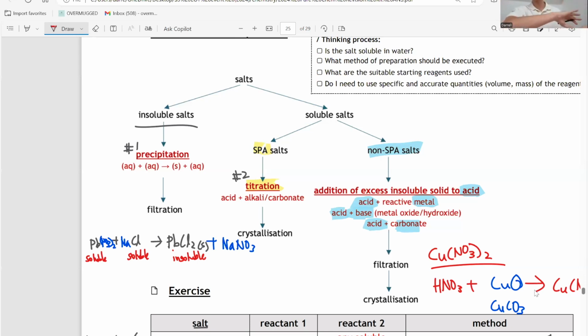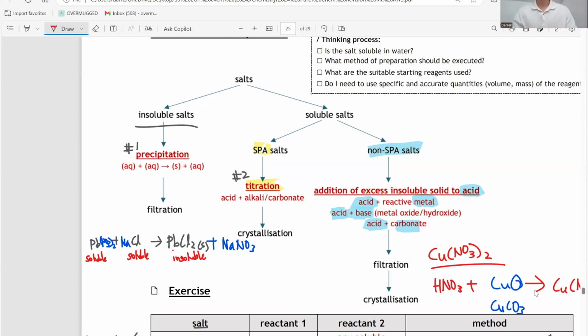Now, we bring our attention to the other side, which is a little bit more complex. Because here, we are preparing soluble salts. But for soluble salts, there are two methods. There's titration and there's also acid reaction. So when do I use which method?